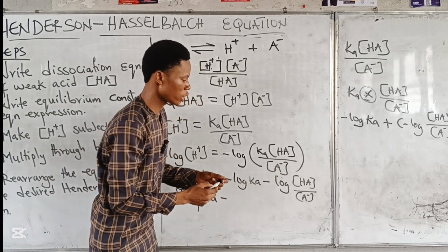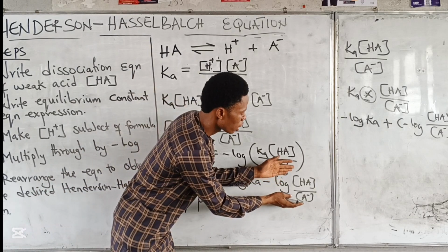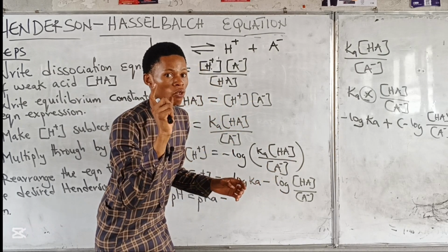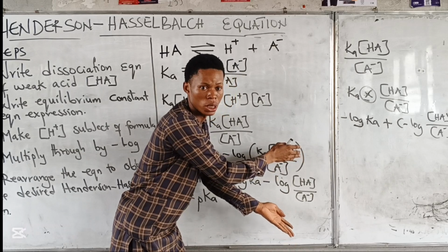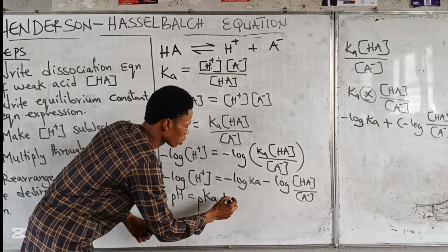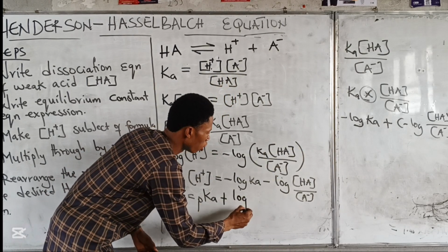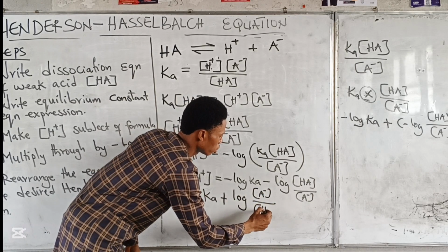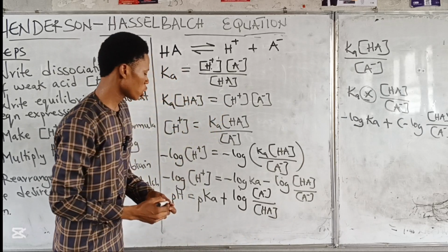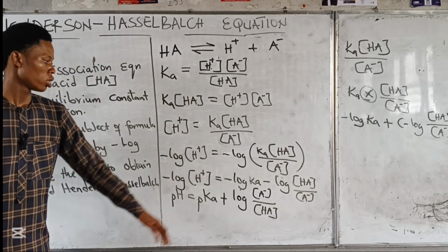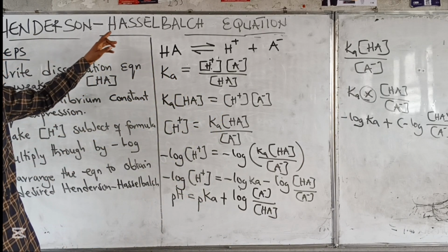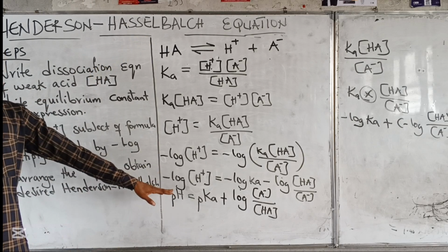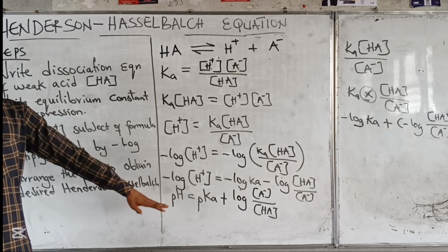Minus. But now look at this part. If I want to change this to plus, according to the rule of logarithm, I will have to take the inverse of this. So I'll have plus log of A minus all over HA. This equation we have here now is called the Henderson Hasselbalch equation. I will repeat the steps, then we'll see how we are going to use it in calculation.